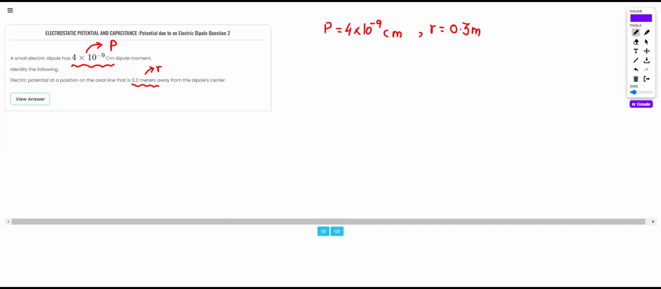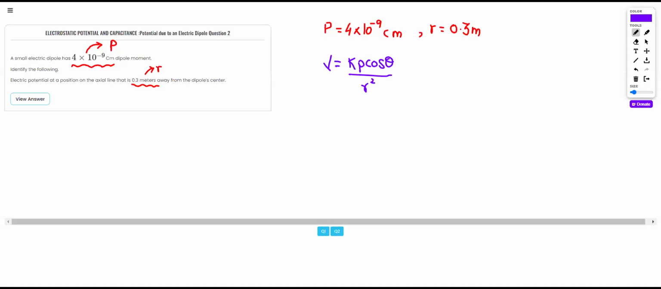Now, which formula will we use in this case? Very good, Ganga, your answer is right. The formula will be V is equal to K P cos theta over R square. I gave you the derivation. This is a very important derivation, and it can come for 3 marks.